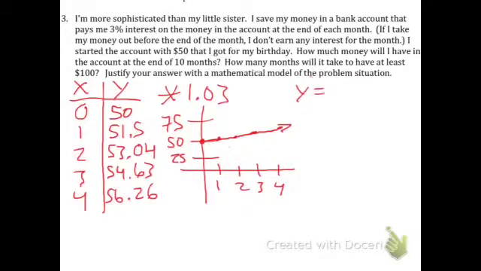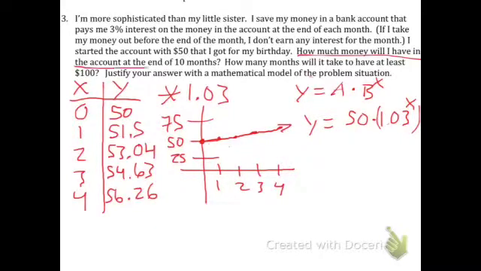Exponentials typically have the form of y equals a times b to the x power. The b part is what you multiply by each time, and the a part is your starting amount. My starting amount was 50, and I multiply by 1.03 each time, so that's what b is going to be. And so my equation is going to look like this: y equals 50 times 1.03 to the x power. I'm going to put that 1.03 to the x in the parentheses, just to make sure we do that first.